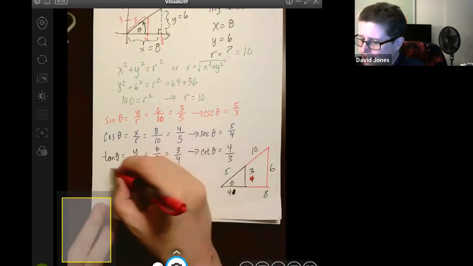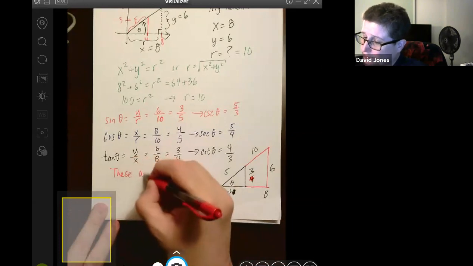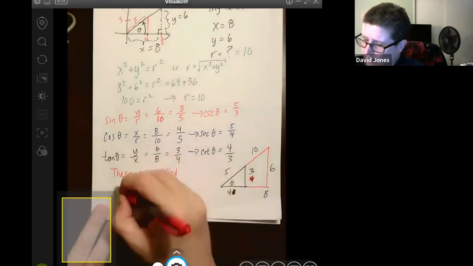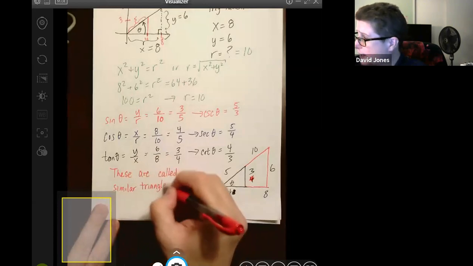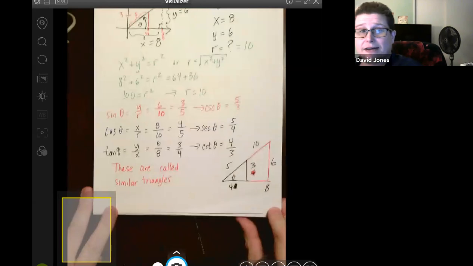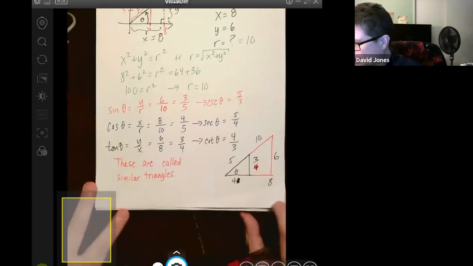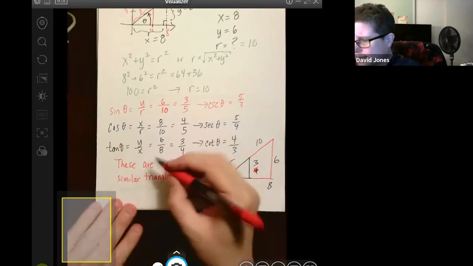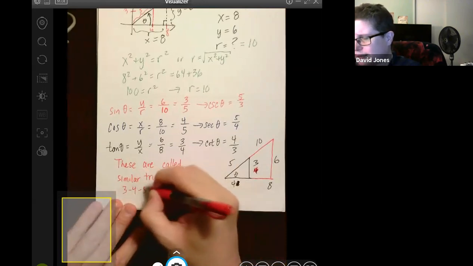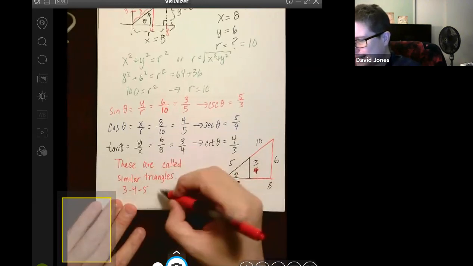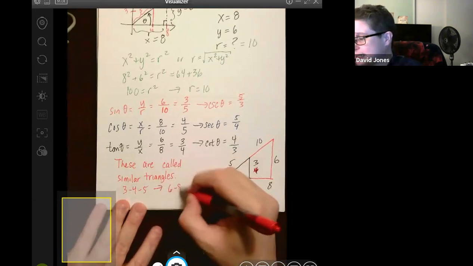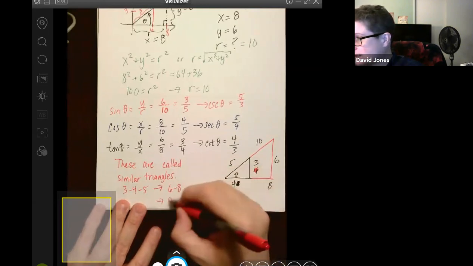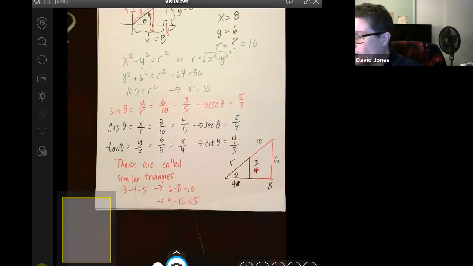These are called similar triangles. In fact, this is a very, very common triangle. Architects and engineers call this the 3, 4, 5 triangle. And you can get the other ones just by multiplying these by different numbers. 6, 8, 10, 9, 12, 15, all have the same information.